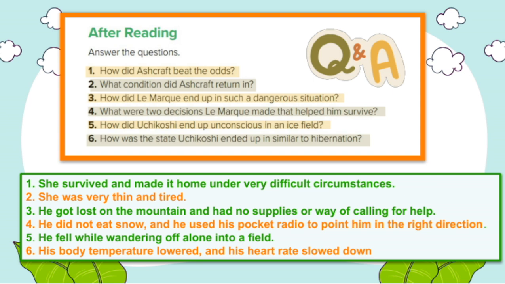But what's remarkable is that he didn't resort to eating snow, which is a common misconception. He used his pocket radio to help him find the right direction. That's a great example of resourcefulness. However, things took a turn when he wandered off alone into a field and fell. This highlights how quickly situations can escalate in the outdoors.